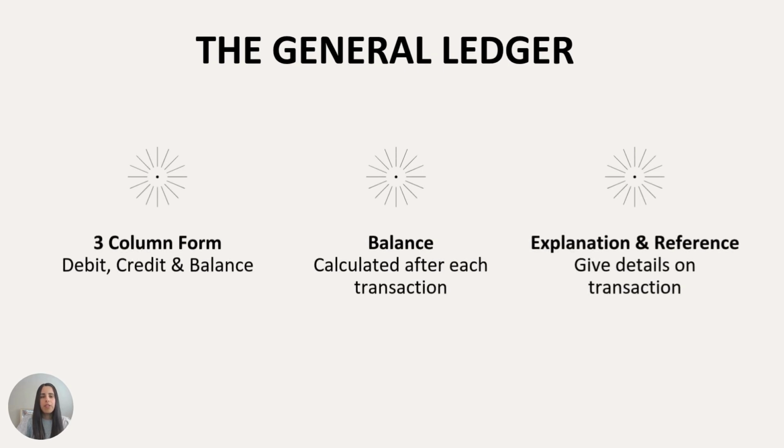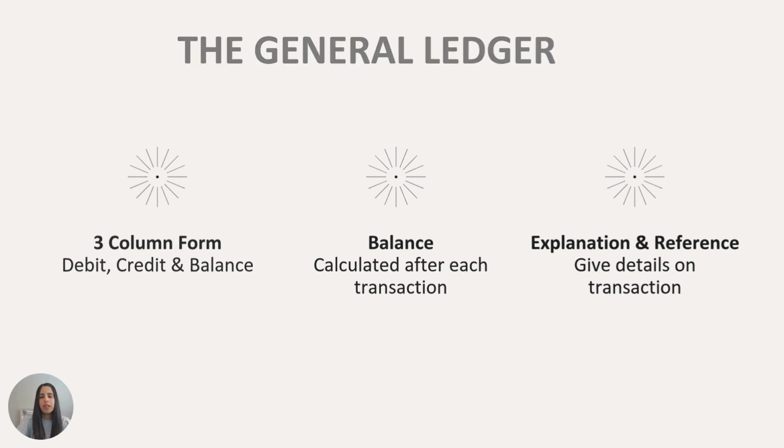The general ledger has a 3-column form. So there's a separate column for all debit amounts, all credit amounts, and then there's a separate column that tracks the ongoing balance. The balance is calculated after each transaction. And then there's an explanation in a reference column as well, which gives us additional details on any transactions.